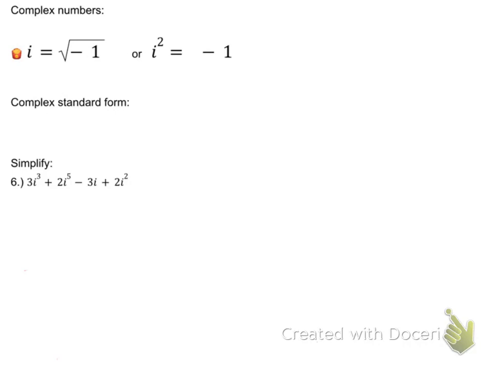We also have something called complex standard form. Complex standard form is a plus bi, where a is your real number and the imaginary number is part b, not the i. The b is the imaginary part. Okay? a is the real part, b is the imaginary part. So, example, 4 minus 5i. That is a complex number. 4 is the real part, negative 5 is the imaginary part.